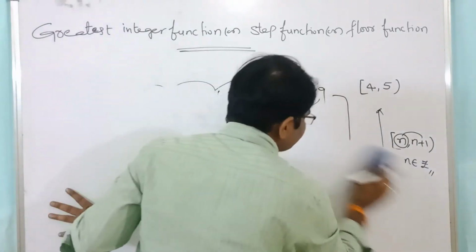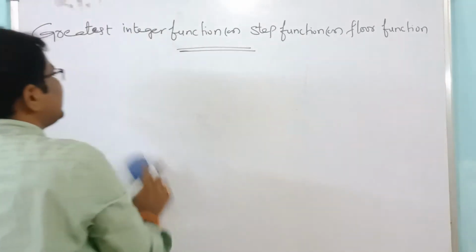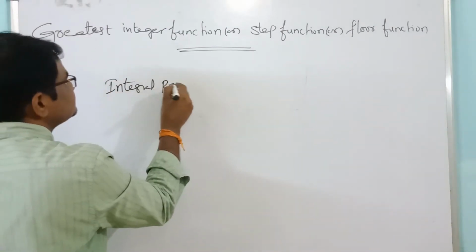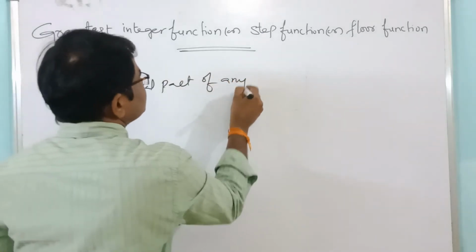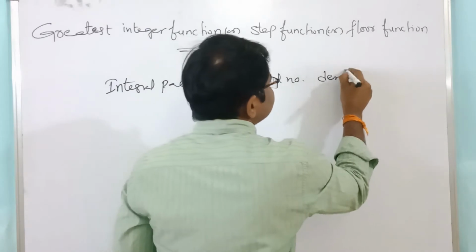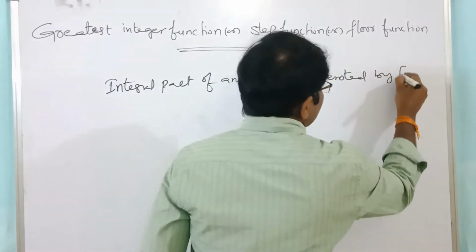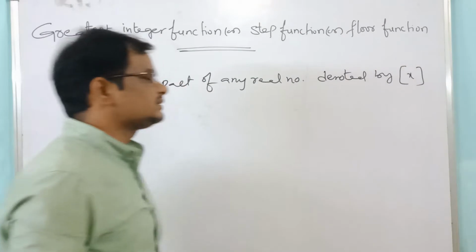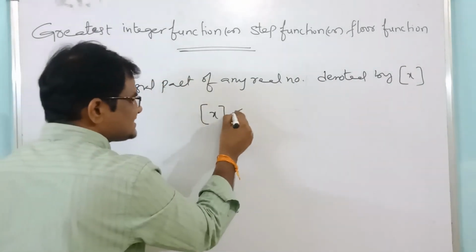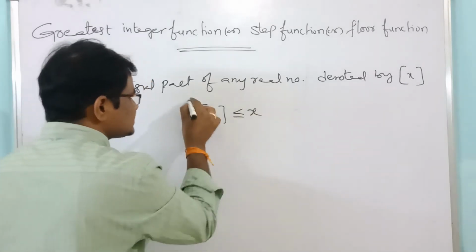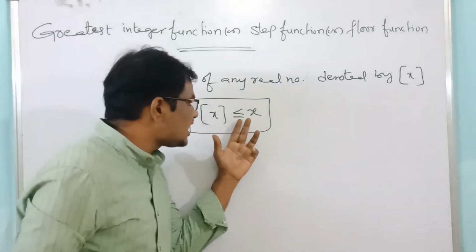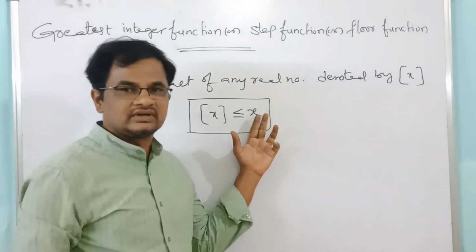Means the integral part of any real number is denoted or represented like this, right? Now here, the integral part of x is always less than or equal to x. Observe carefully. Integral part of any real number is always less than or equal to that real number.